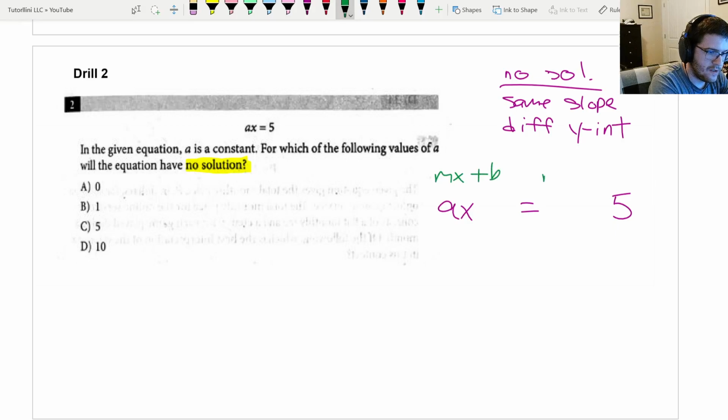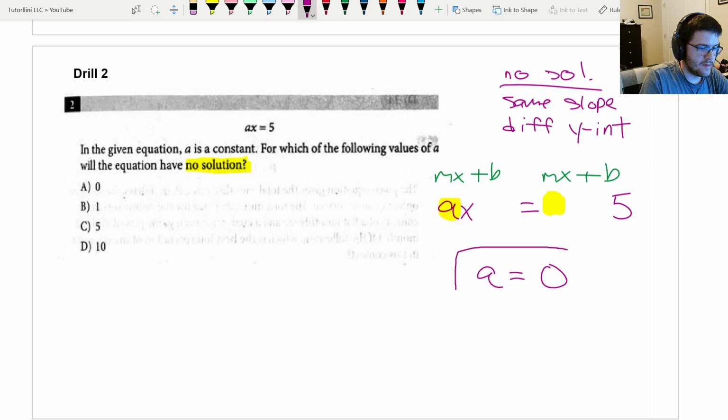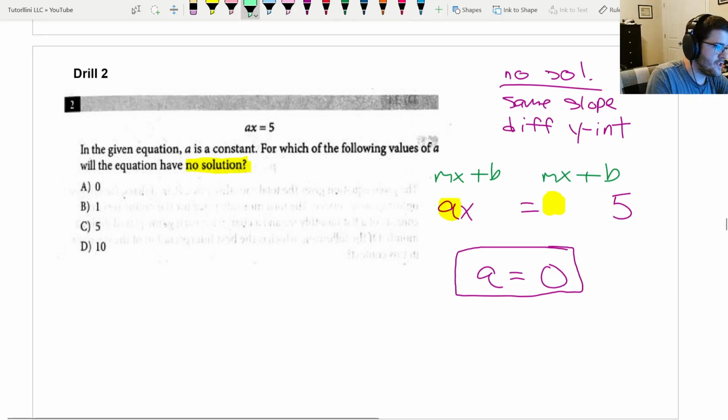mx plus b, mx plus b. So do you guys see the slope on the right side? The slopes have to be the same. So the slope on the right side is 0, and the slope on the left side is a. So that means a must equal 0. That's it. We don't even need the different y-intercept part, though they are different. The y-intercept on this side is 0, and the y-intercept on this side is 5. So the answer should be A, I believe, 0.